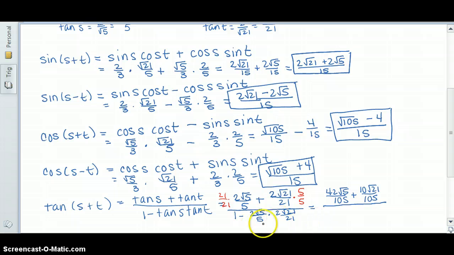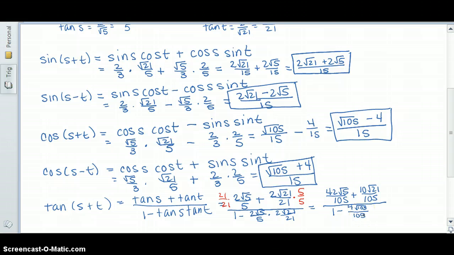And in the denominator, I get 1 minus 2 root 5 times 2 root 21. You're going to start by multiplying the two coefficients, so 2 times 2 is 4. And then 5 times 21, we multiply what's under the radical next, is 105. And then we're going to divide by 5 times 21, which is 105.